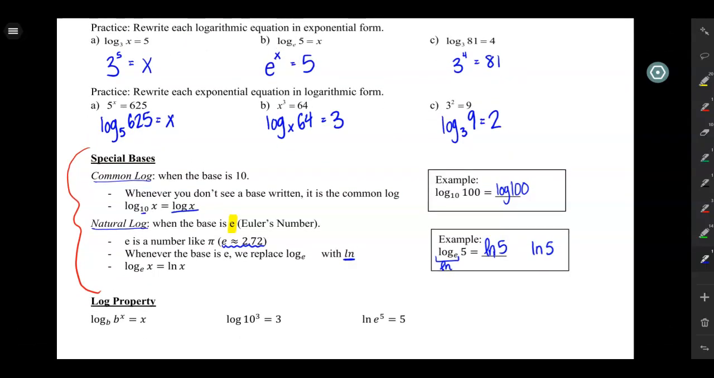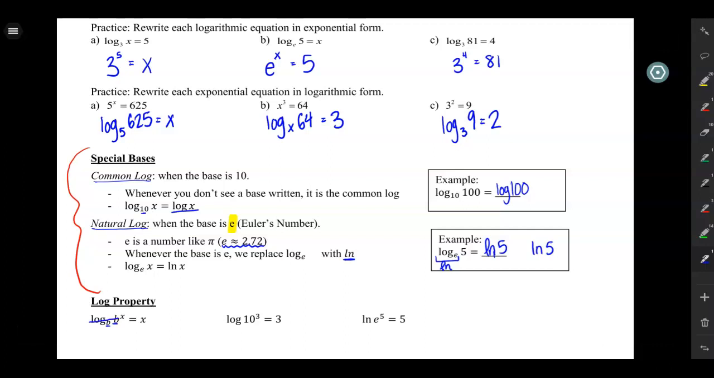Okay, and we're just going to look at a couple properties really fast of logs. It's actually just one property. There's just 3 different ways of writing it. So if I have log base b of b to the x, then that's just equal to x. So whenever the base of your log is the same as the base of the argument, the log and everything just kind of cancels out and you're just left with the exponent.